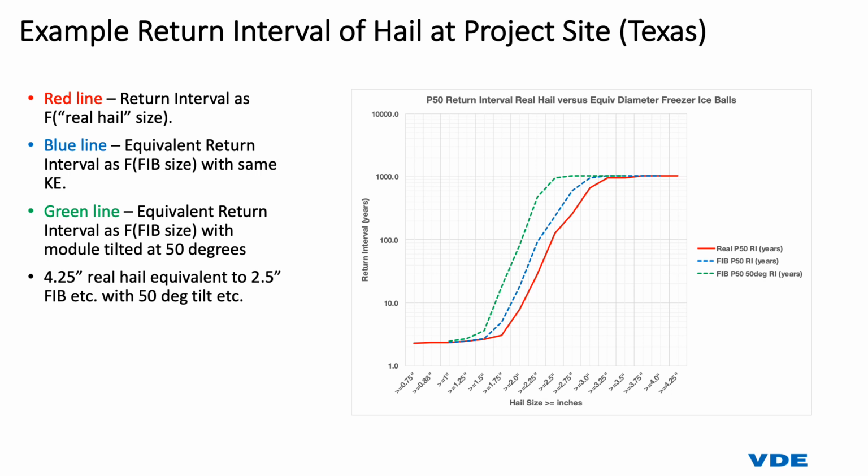This slide shows that if we can derive equivalent sizes for naturally occurring hail and freezer ice balls, we can plot equivalent return intervals for freezer ice balls. That is, the return interval in years for which we would expect there to be corresponding natural hail of the same impact energy. We can do this for both horizontal and tilted modules.